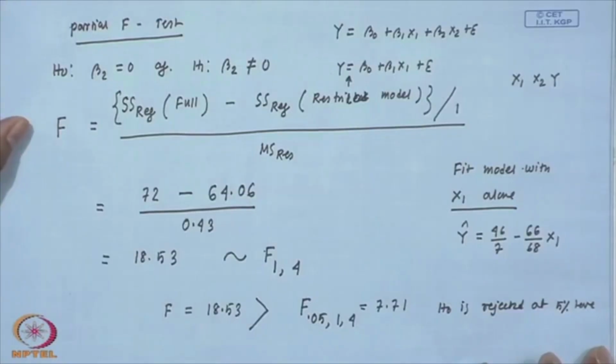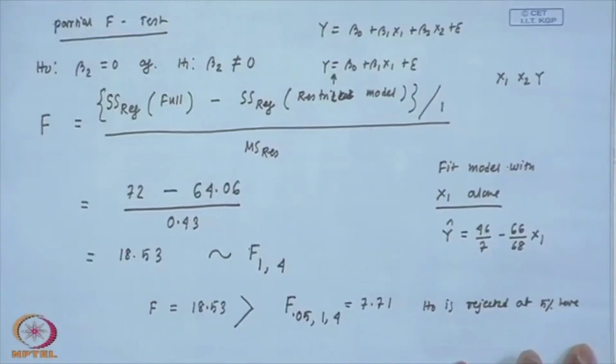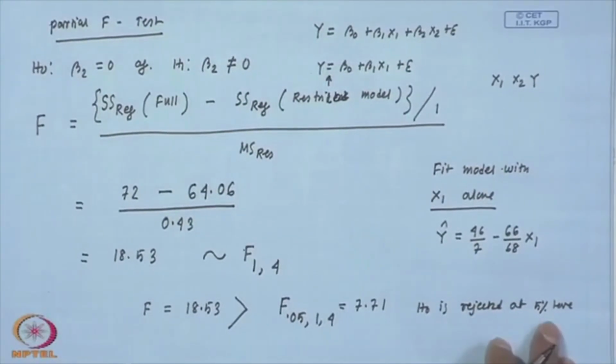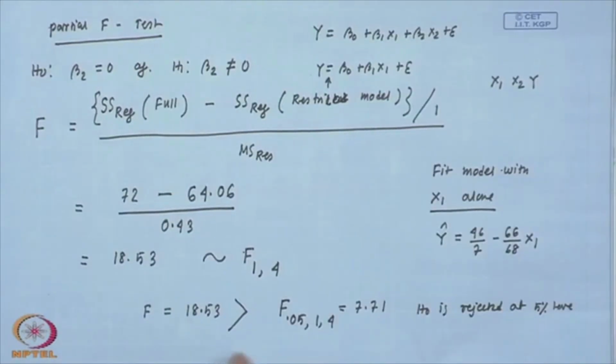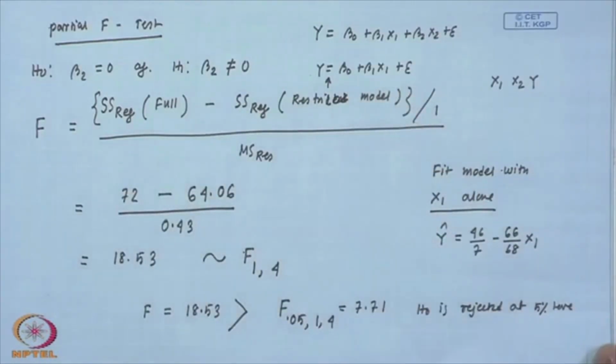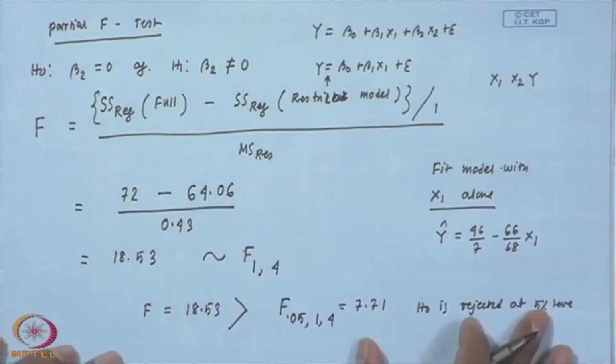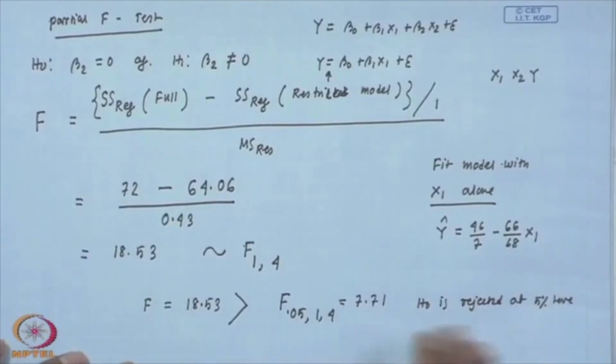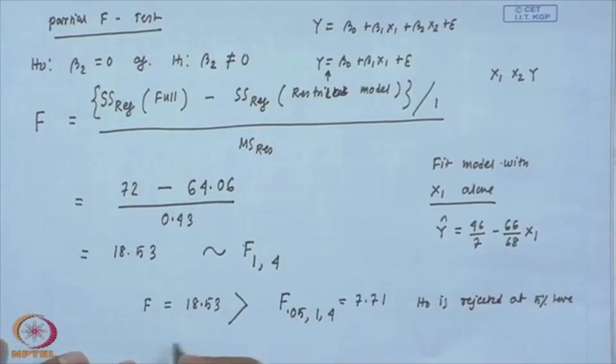And so, at the 5% level of significance, we can say that x 2 is significant in the presence of x 1 in the model. Okay. Now, let us check whether this is significant at 0.01 level of significance.